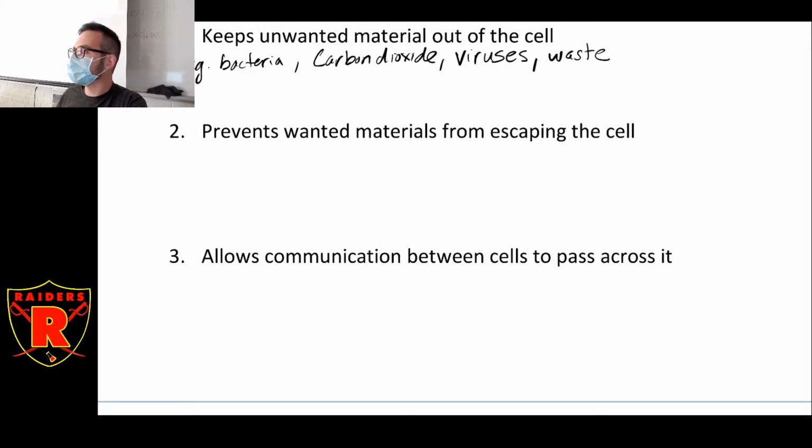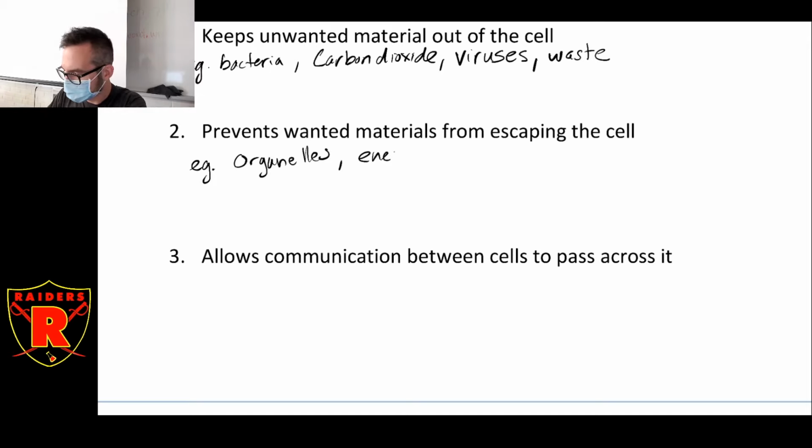Okay, it also prevents things from getting out of the cell that the cell doesn't want to get out. So what are some things that the cell would want to keep inside? It doesn't want to let it out. I'll give you one, the one that I can think of right away. Organelles. It really doesn't want those to leave, so it's got to keep them in. What else does the cell want to keep inside, prevent from leaving? Energy. Energy, sure.